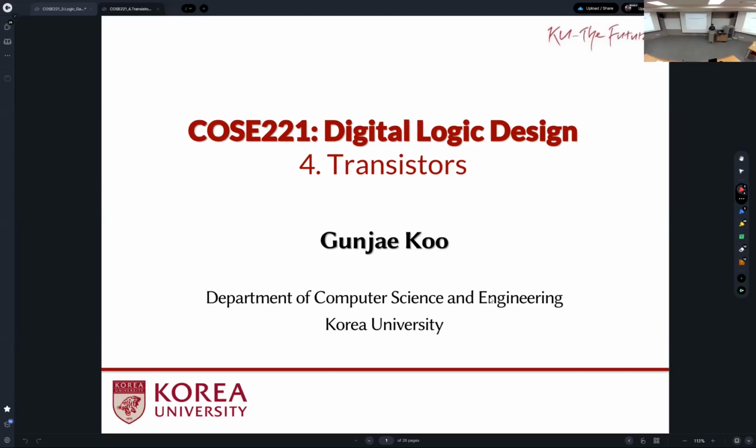Okay. So now we will learn about the basic characteristics of CMOS transistors. But don't worry, I will not teach the difficult properties of the transistors. I will just explain the basic properties. It's a simplified, abstracted level of the transistors.